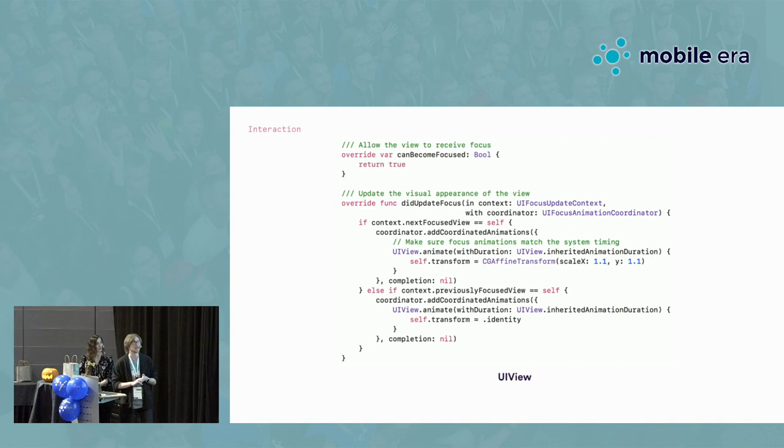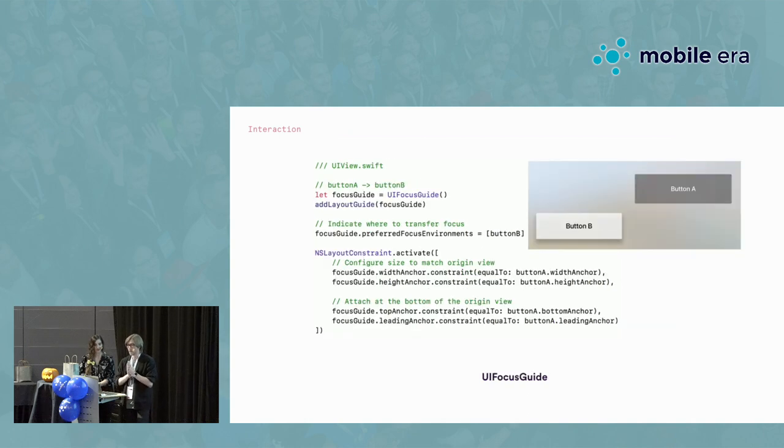standard amount of time. So in this case, we create a UIView animation. We specify inheritedAnimationDuration, which we use to make sure that it matches the system timing. And then we just do some scale transform. And then we also check if it was the previously focused view, then we just reset it to identity. So you get the back animation when it loses its focus.